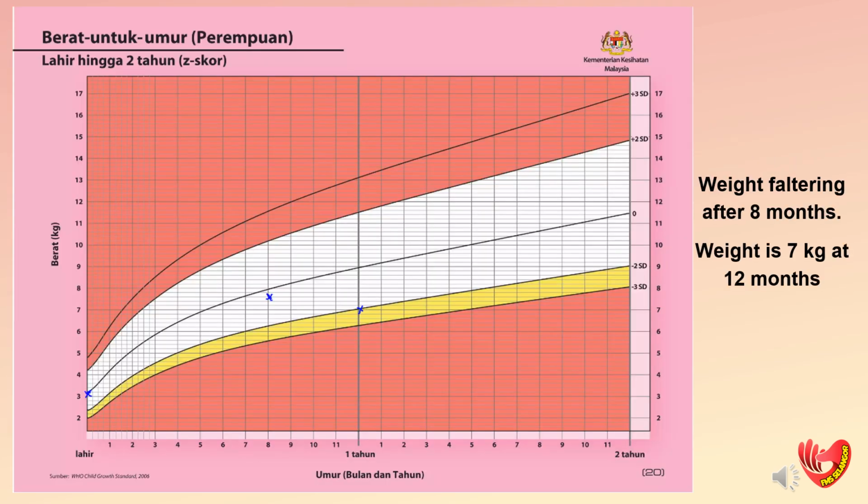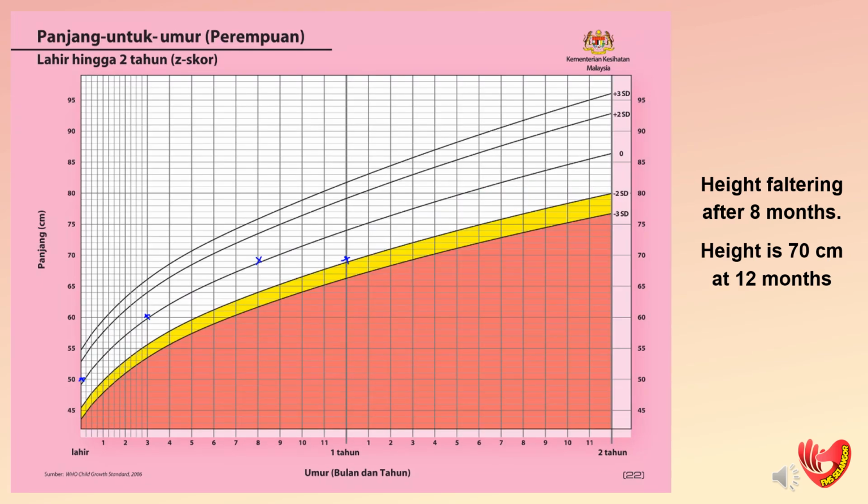If you plot baby Fatima's growth parameters in the weight for age growth chart, you would see that her weight has started to falter after 8 months of age. The same could be seen if you were to plot her height in the height for age growth chart, and you would see that the height has also started to falter after 8 months of age.